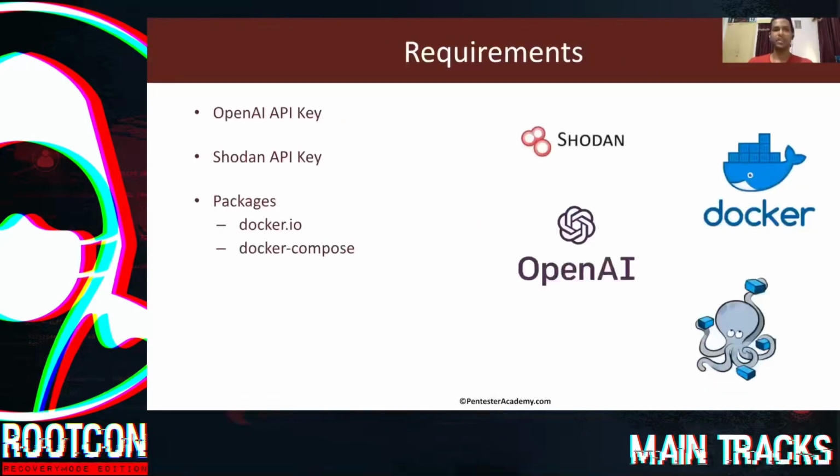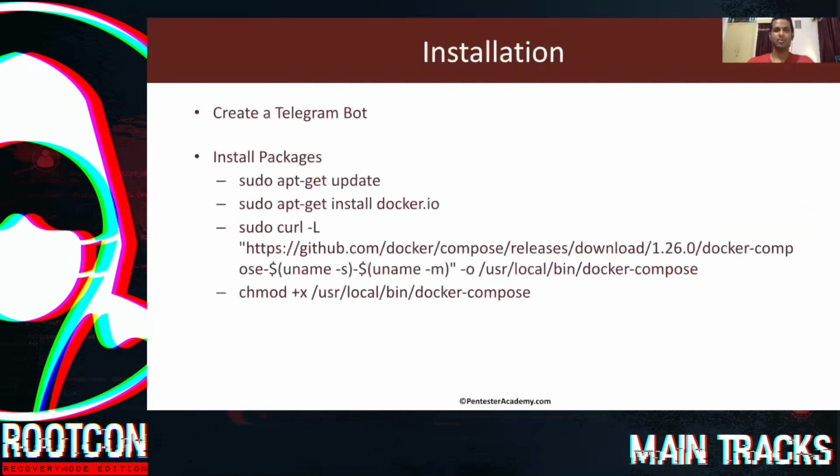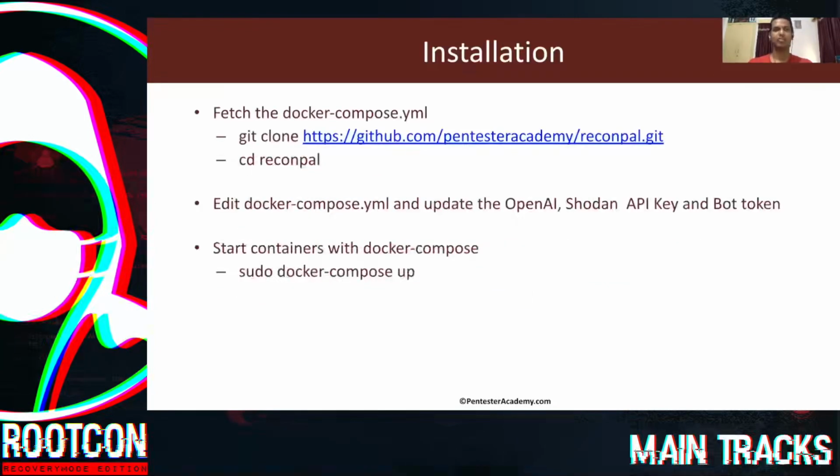So we do need an OpenAI API key, a Shodan key, and the packages required are docker.io and Docker Compose. So now moving on to the installation part. First of all, we have to create a Telegram bot. Then we have to install the packages, which are docker.io and Docker Compose. Then we have to fetch the docker-compose.yaml file. And we have to edit the YAML file and mention our own OpenAI and Shodan API keys, along with the bot token. So we'll get into that in a couple of seconds.